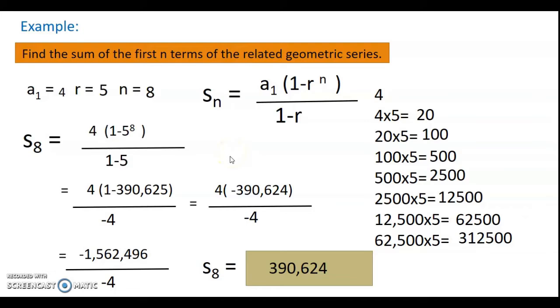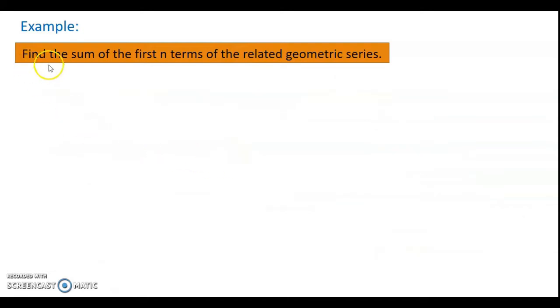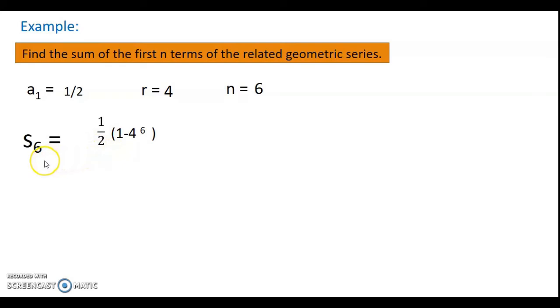Let's try another example. Here, find the sum of the first n terms of the related geometric series. Our given a sub 1 is 1/2, our common ratio is 4, and our n is 6. So let's substitute the given values into the formula. So our S sub 6 is 1/2 times 1 minus 4 raised to the power of 6, over 1 minus 4.